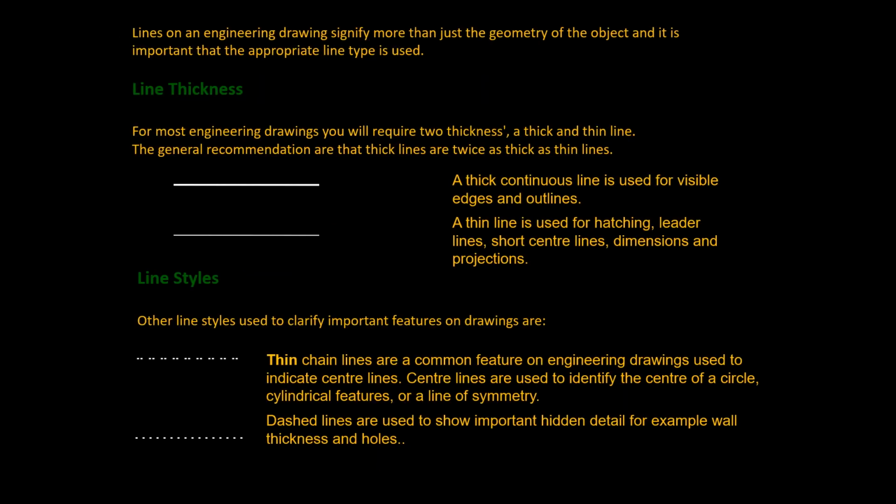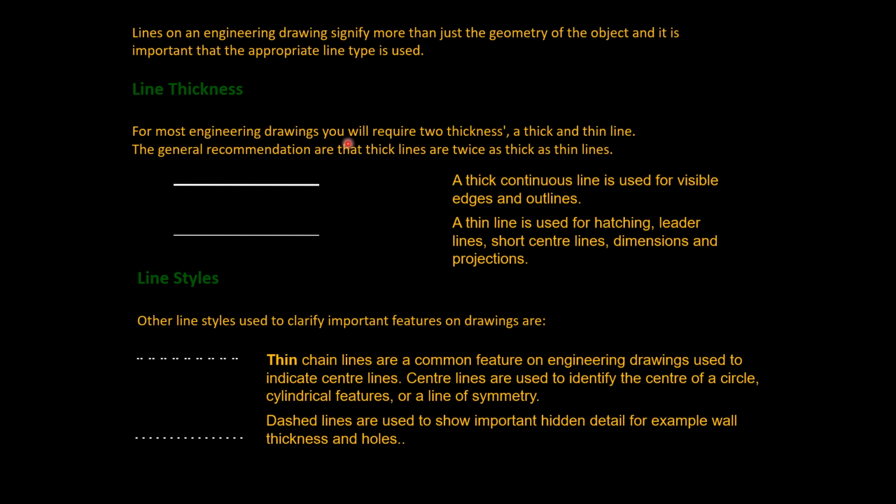In this slide, we will learn more about the lines. Lines in an engineering drawing signify more than just the geometry of the object, and it is important that while drawing we use the appropriate line type. The various types of lines used are the visible lines, the hidden lines, the center lines, the dimension lines, and the construction lines. Line thickness is also an important part while drawing.